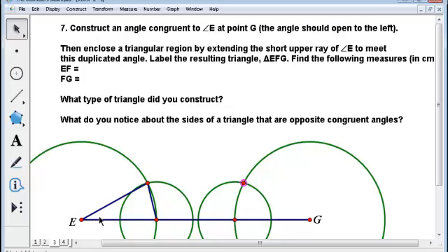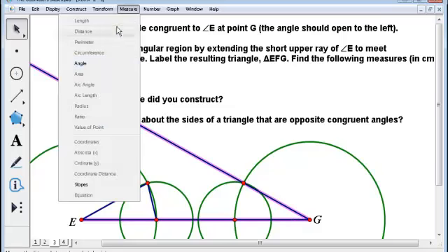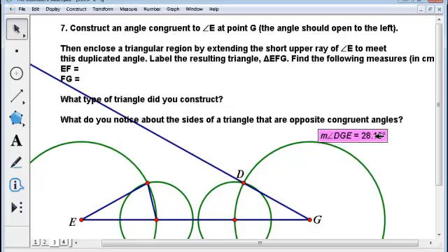angle E. So the easiest thing to create this angle is I'm just going to go to my drawing tool, and I'm going to select ray. And if I start at point G and extend through this intersection, I now have an angle that if I measure this angle right here, it's going to be identical to the measure of our original angle E. If I measure that, you see that those are identical to each other.